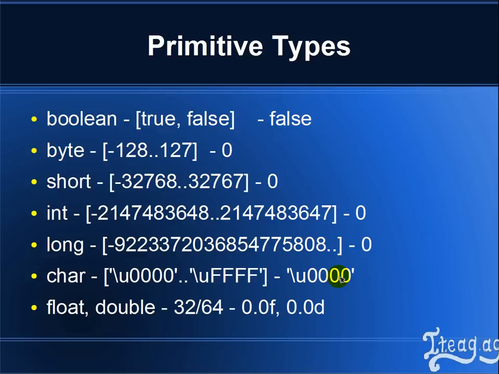But anyway, its default character is the Unicode character 0 or null character, if you do not set it. Then we got float and double, and these are the ones that actually have decimal points in them. It's 32 bits in size, 64 bits in size. 0.0f for float, 0.0d for double, 32, 64.